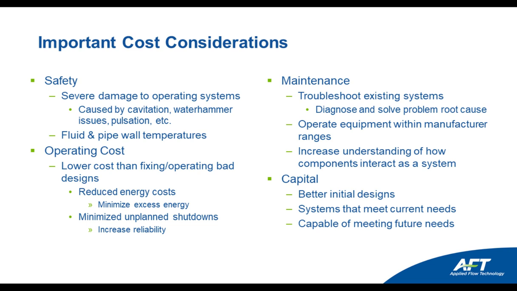Next thing to consider is operating costs. This is still significant. However, it is still going to be a lower cost than constantly fixing or operating bad designs. And so examples of this include energy costs and maintenance costs and unplanned shutdowns. And so all of these are operating scenarios that you want to try and avoid.